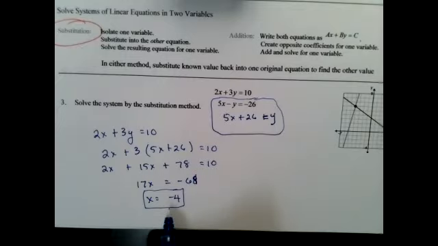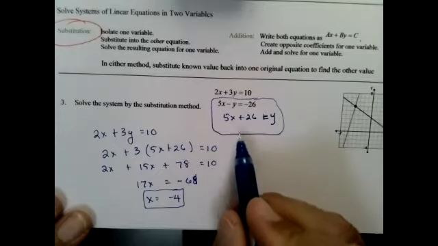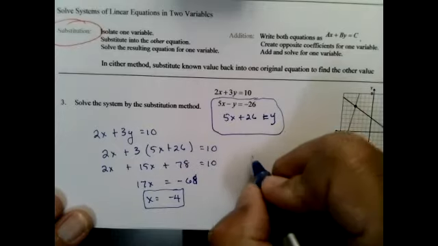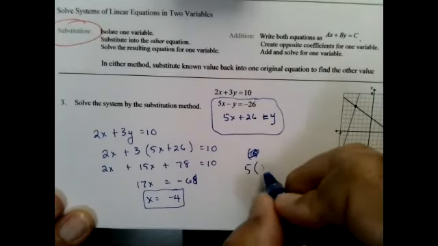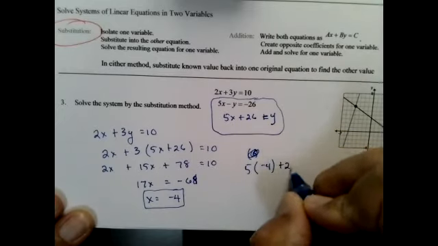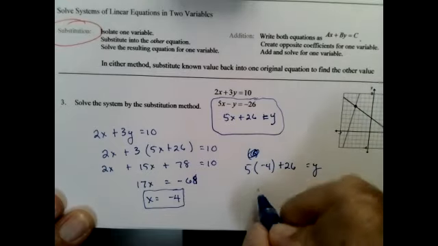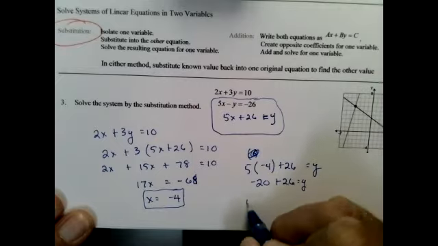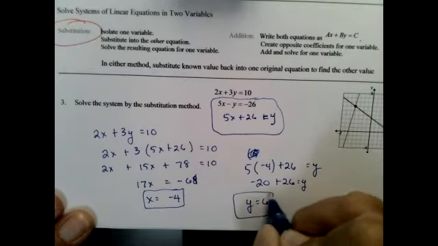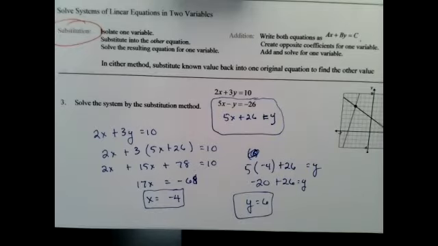Why? Well, I know what x is. I now have to find y. So I'm going to plug it into this equation up here. 5 times negative 4 plus 26 equals y. And y equals 6. What I get is the ordered pair negative 4, 6. That's going to work for both equations.